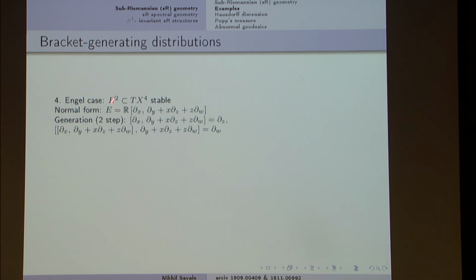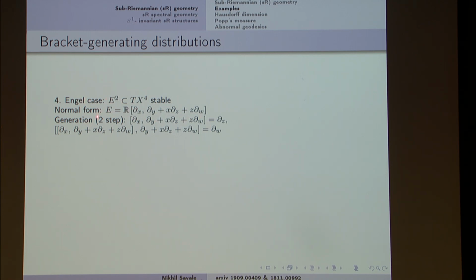Another example is now also growing in interest among the topology community. It's what's called the angle case. Now we look at a rank 2, co-rank 2 distribution. The smallest dimension in which this can happen is a 2-plane inside a 4-manifold. And if we also insist that it be structurally stable, so that locally, if you perturb this structure, it should be diffeomorphic to it, then there is again a unique normal form.